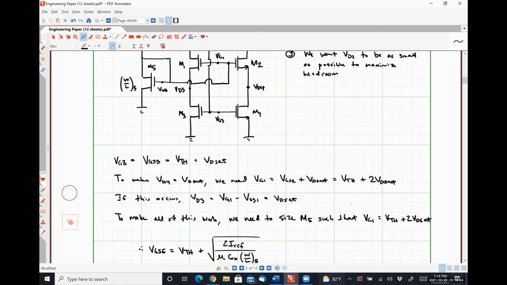Okay. So that's all I wanted to talk about today. We're going to do a review of cascode amplifiers and all that kind of stuff starting on Friday.